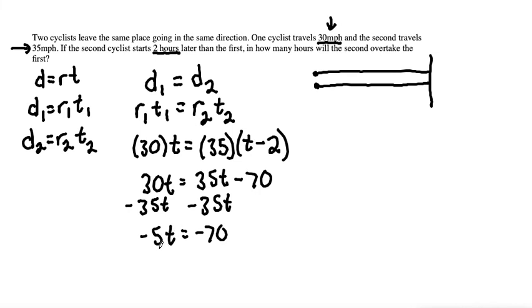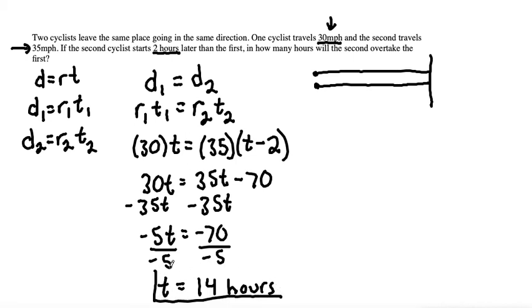And then to finish solving for T, I need to get rid of this negative 5 that's multiplied by the T. So I divide on both sides, since multiplying and dividing are inverse operations. And that gives me T is equal to 70 divided by 5, which is 14. So from the time that the first cyclist starts to travel, it would be 14 hours after the first cyclist starts to travel. Let me write that as hours, because I know that unit because my rate is in miles per hour, so my time would have to be in hours.